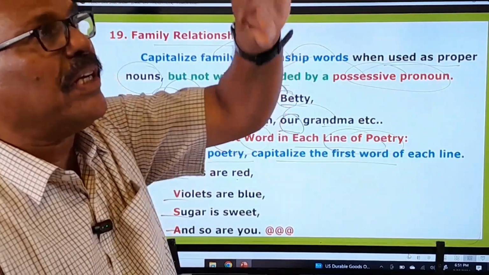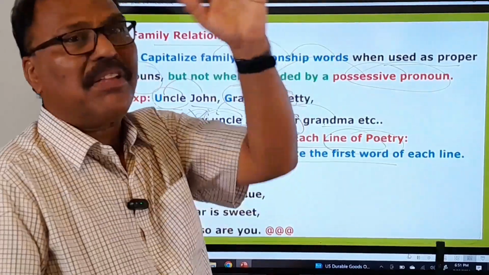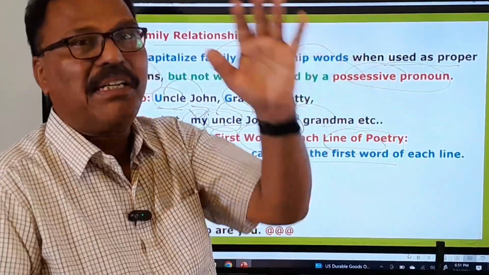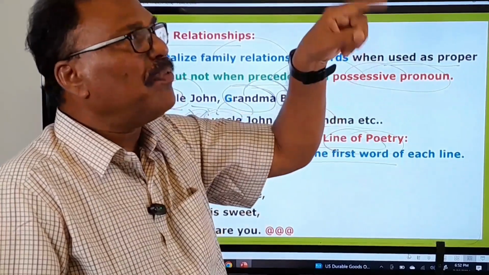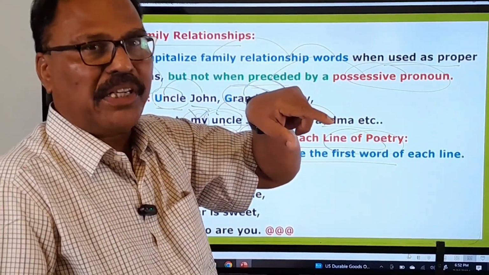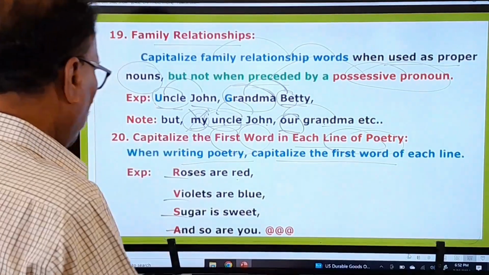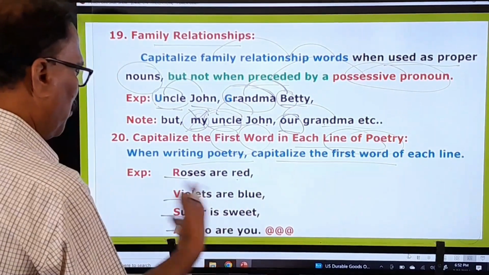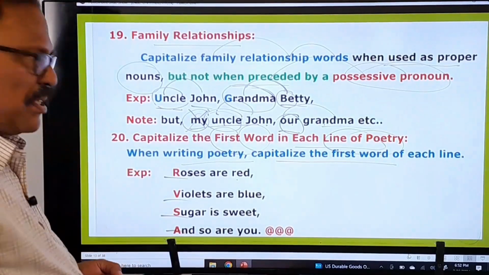Another: Twinkle, twinkle, little star, how I wonder what you are, up above the world so high, like a diamond in the sky. So this is a 4-line stanza, a 4-line poem. If you look at this written poem, you find all the first words capitalized. So here: roses are red, violets are blue, sugar is sweet, and so are you, right? And we move on to learn other rules.